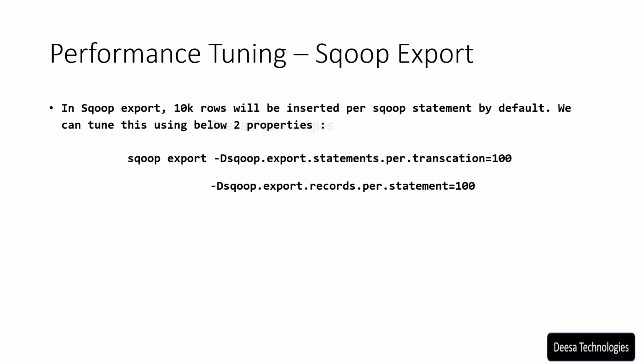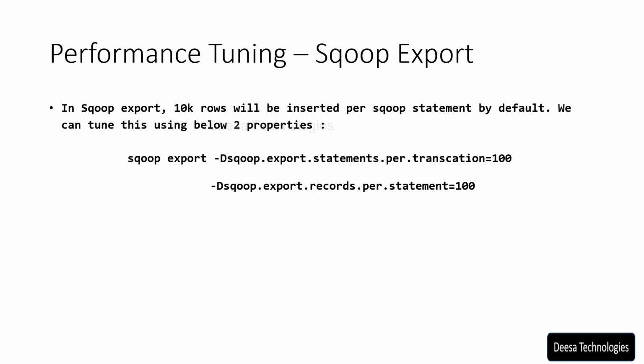Now, Sqoop export records per statement means how many rows are inserted per insert statement. So here we are saying 100 records, right? This basically means 100 rows per SQL statement are inserted. The other is Sqoop export statements per transaction. This property tells you how many insert statements are fired. So if you say 100 statements, we are firing 100 insert statements. Each insert statement is going to insert 100 records at a time.